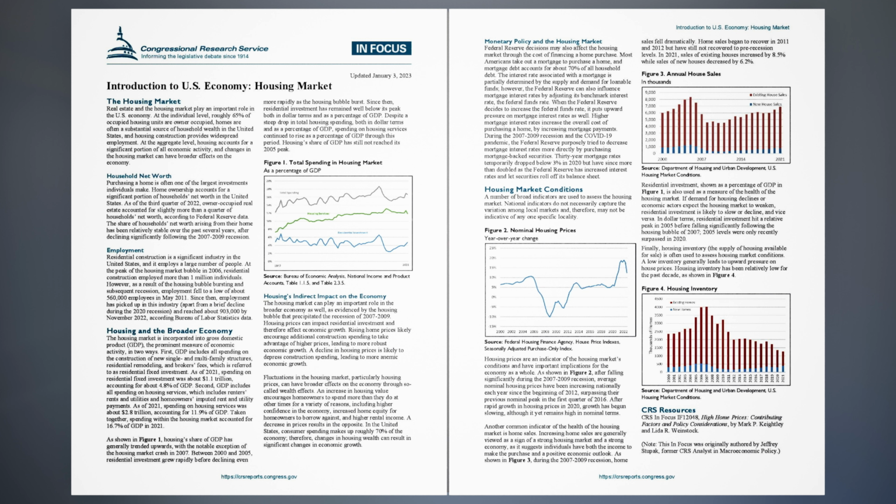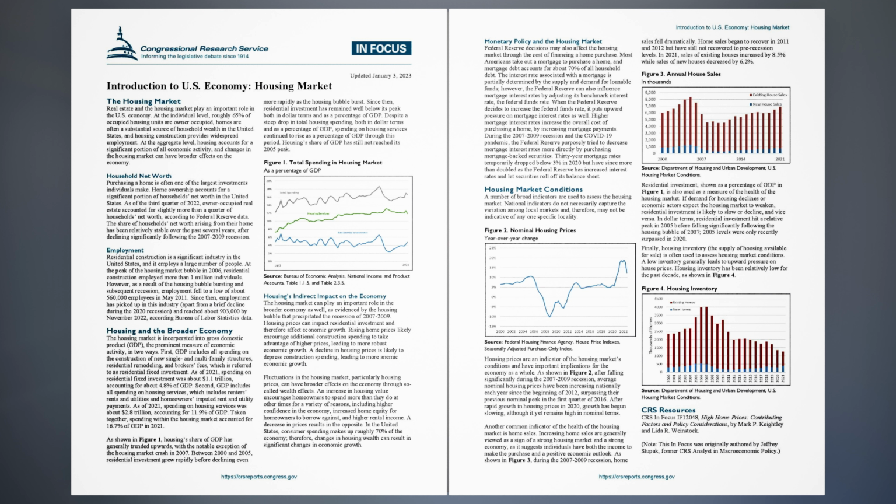Second, GDP includes all spending on housing services, which includes renters' rents and utilities and homeowners' imputed rent and utility payments. As of 2021, spending on housing services was about $2.8 trillion, accounting for 11.9% of GDP. Taken together, spending within the housing market accounted for 16.7% of GDP in 2021.